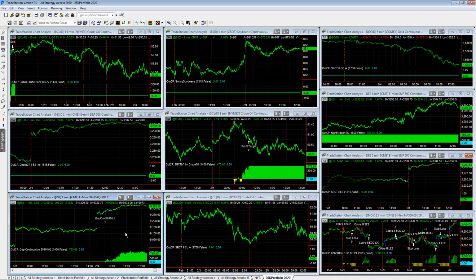Gap continuation gets out at 3:30. Stagger the exits a little bit for some diversity. And those are the stops and the exits on this. The general description and idea and goal of each strategy.